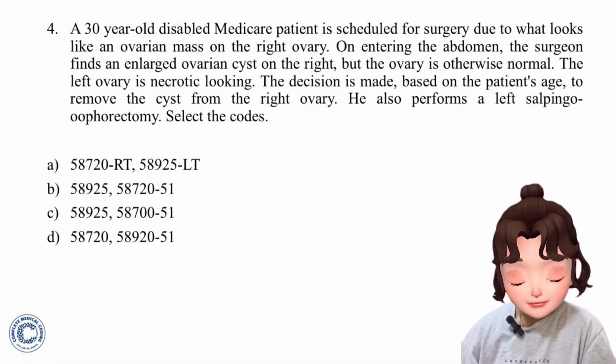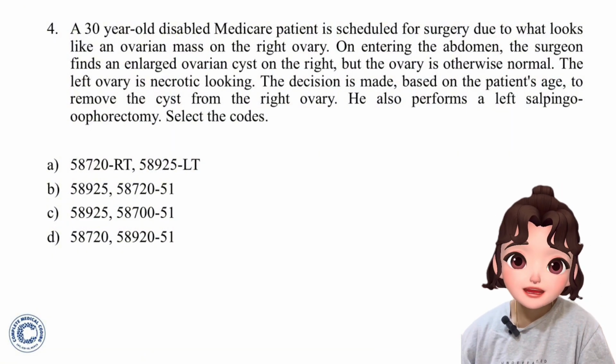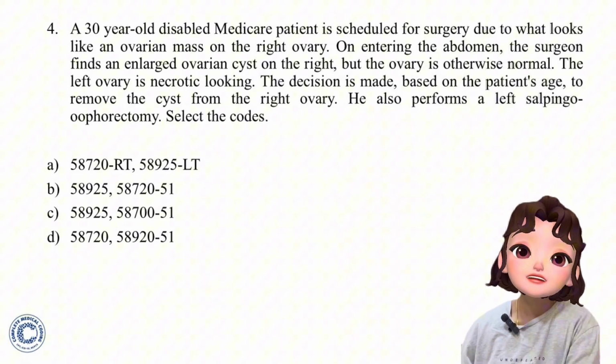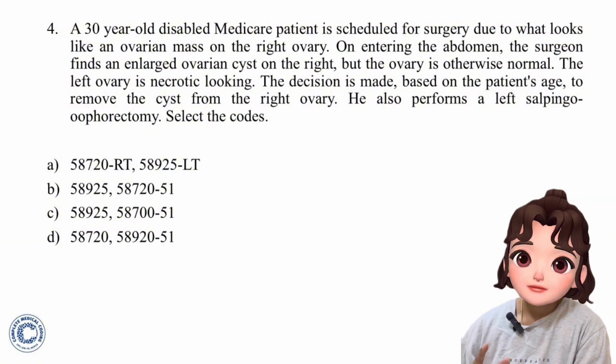58920 is wedge resection or bisection of ovary. No, this is not wedge resection, this is cystectomy, ovarian cystectomy. So that is also wrong.